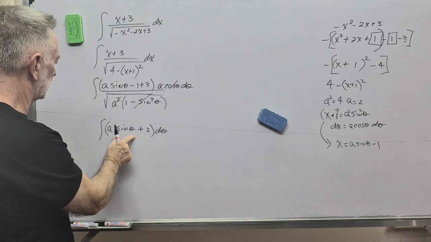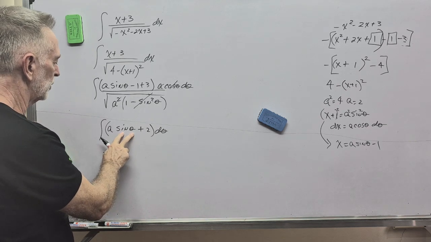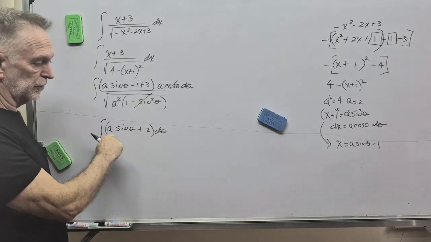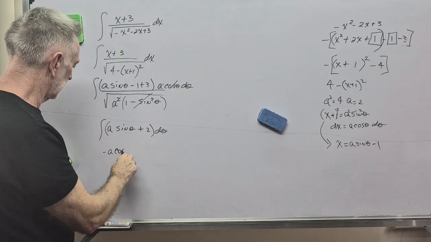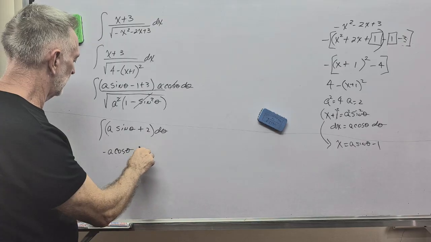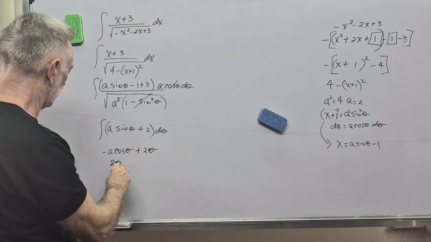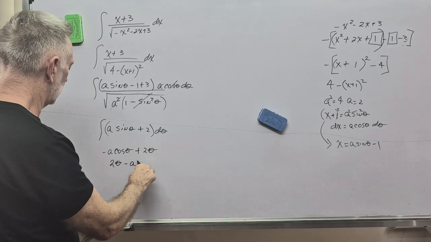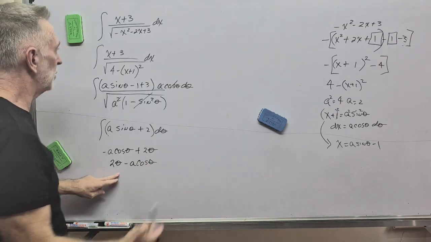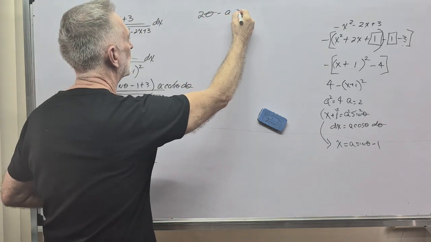So the integral of a sine theta d theta is a times minus cosine theta, because you know the derivative of sine is cosine, so the integral is minus cosine theta. And then the integral of 2 d theta is 2 theta. So I'm going to flip these around. That's 2 theta minus a cosine theta. All right, I'm going to move that to the top. We have 2 theta minus a cosine theta.